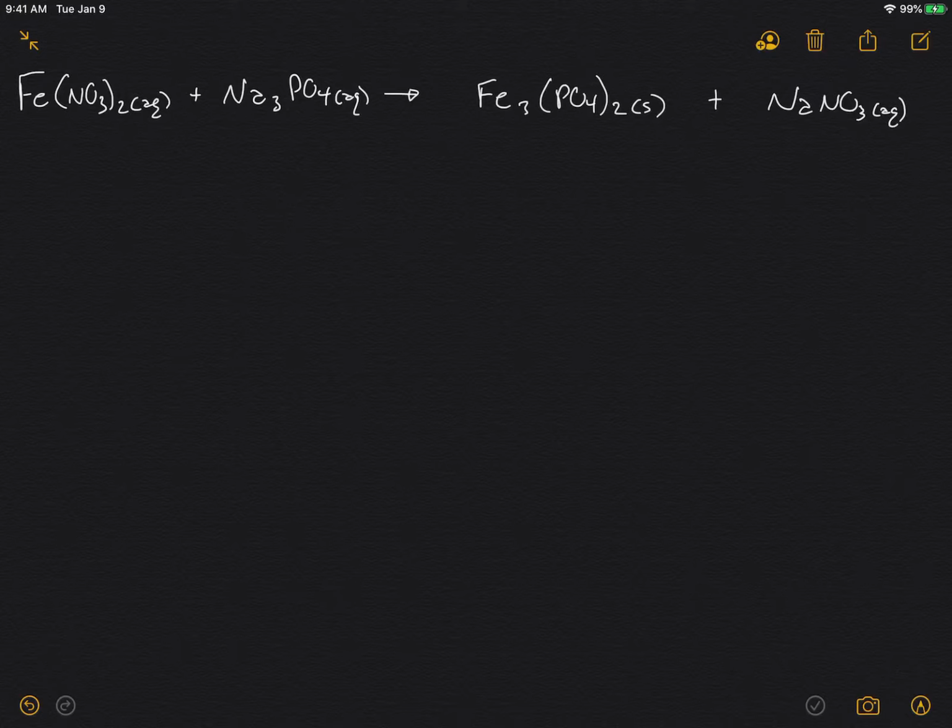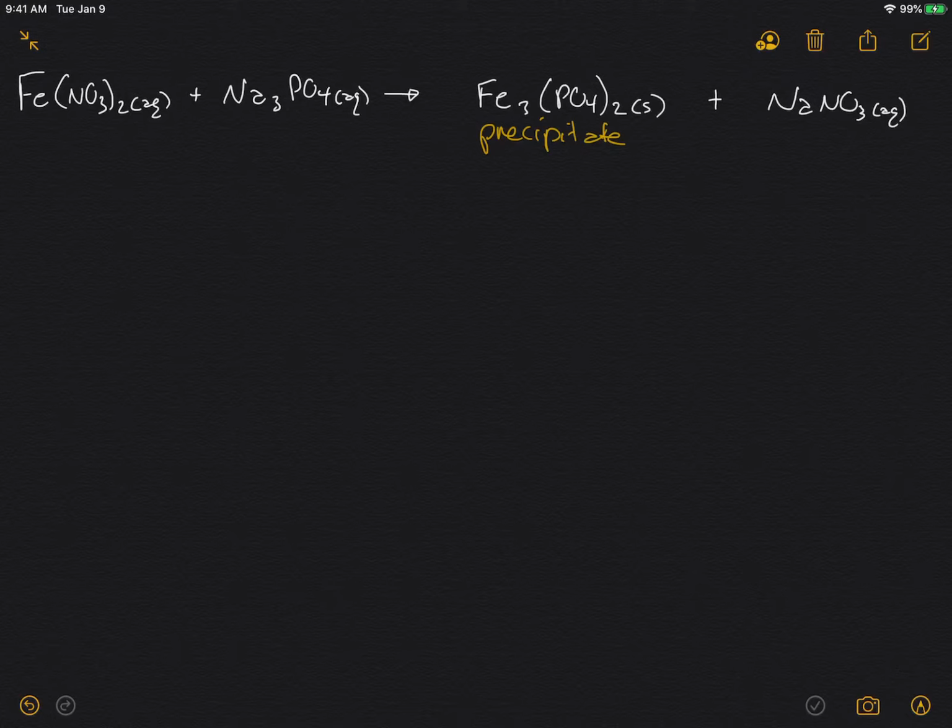And you should recognize this as a precipitation reaction because it forms this solid product, iron(II) phosphate, and that's what we call the precipitate. So if you see a product formed that is a solid phase, generally that's going to be a precipitation reaction. And the other product is sodium nitrate. That's still soluble, it's aqueous, so that's a salt.